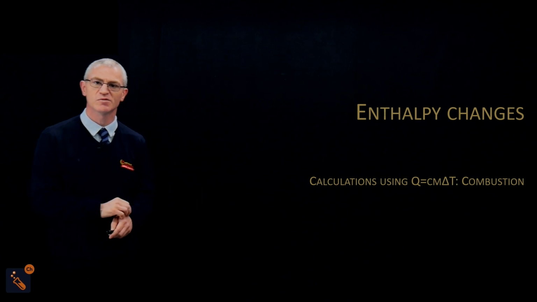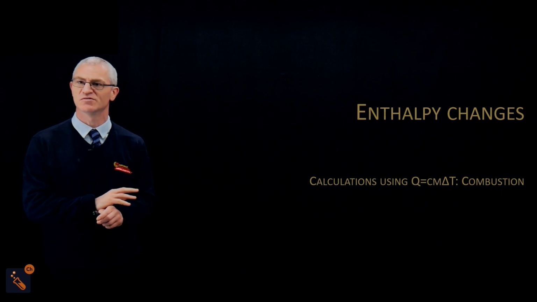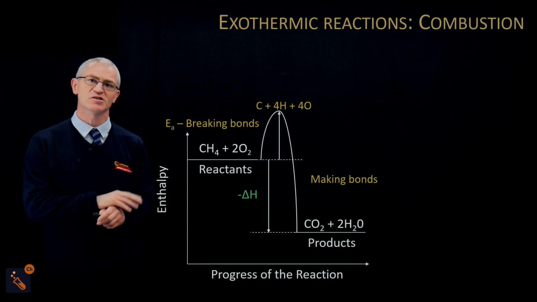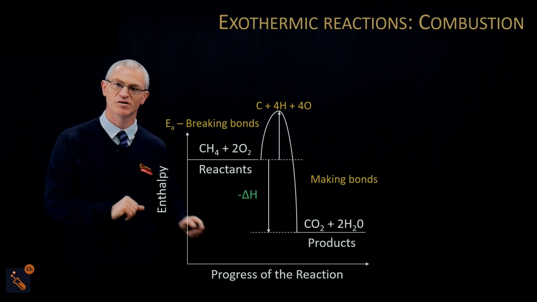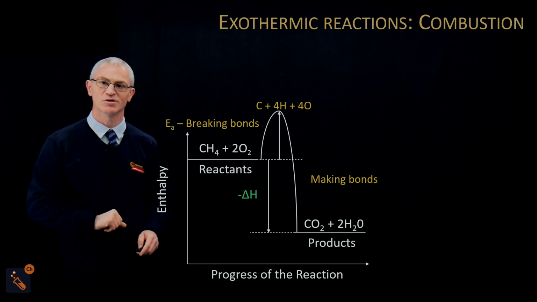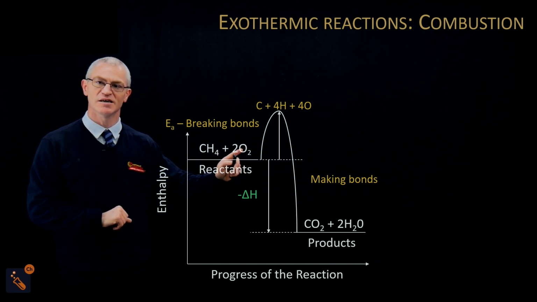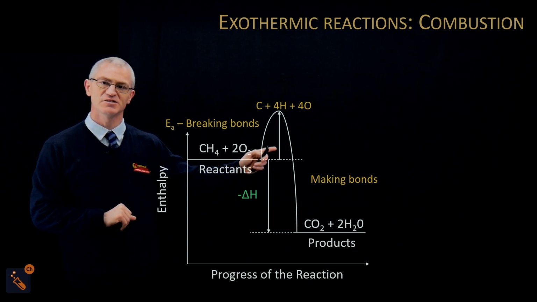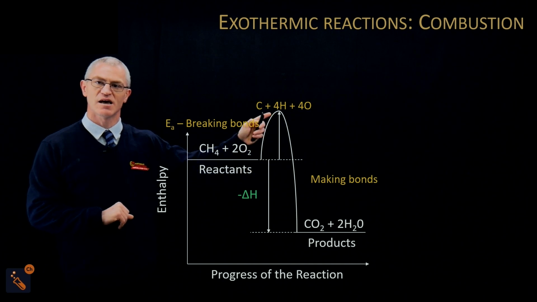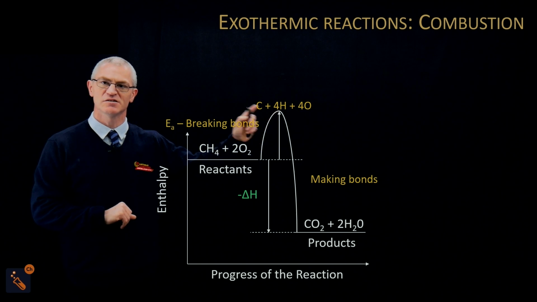And before we talk about Q equals cmΔT, we need to remind ourselves of combustion reactions. Now, combustion reactions are a type of exothermic reaction. So here we have an enthalpy diagram with progress at the bottom, and then we've got enthalpy here. And we've got methane completely combusting, and we'll talk about that in a minute, in oxygen. And you can see that the activation energy is this arrow here. And there you've got your bonds all broken and your intermediate.